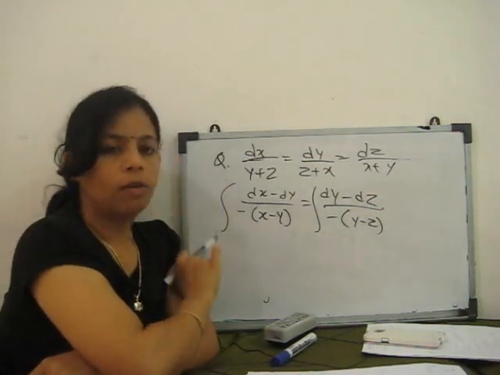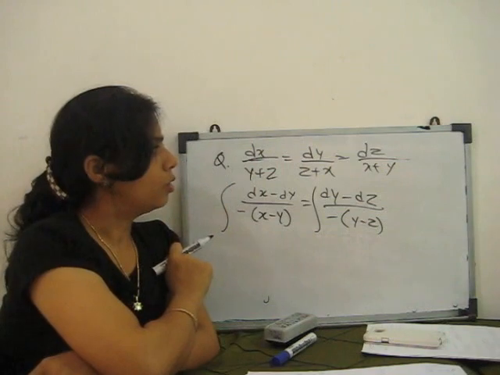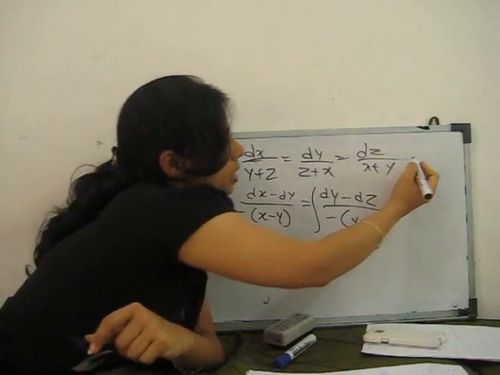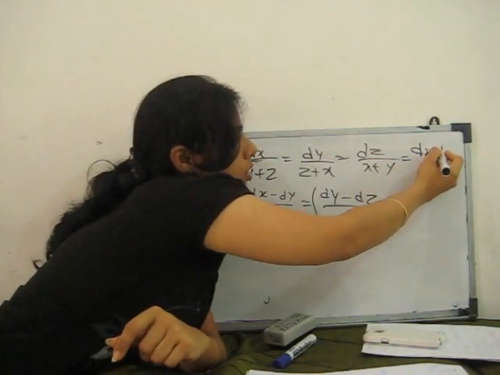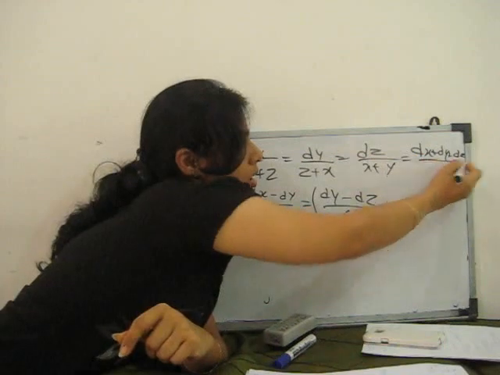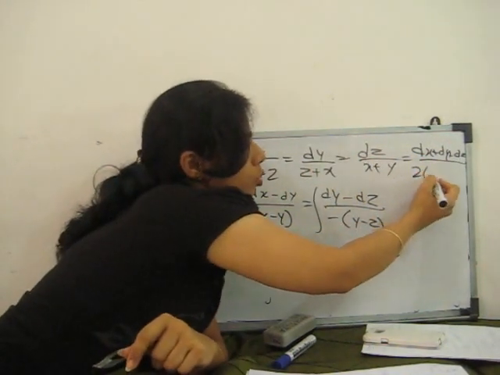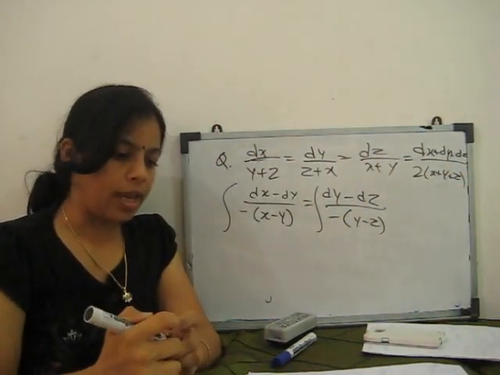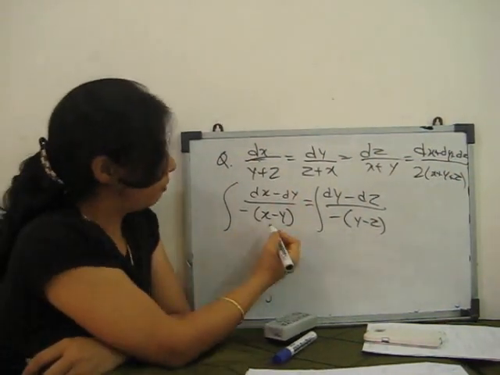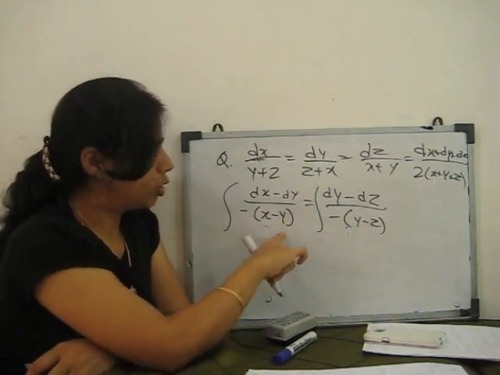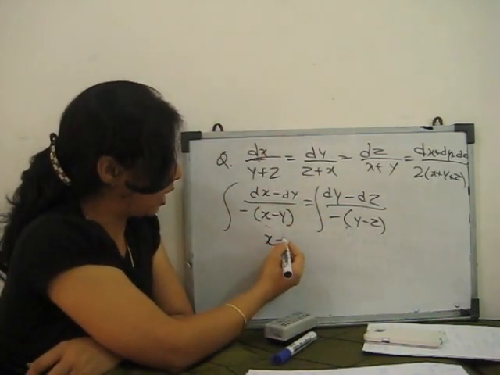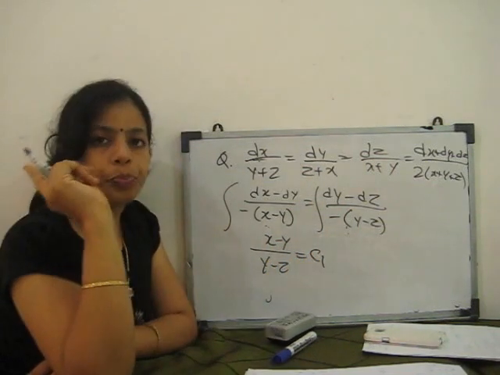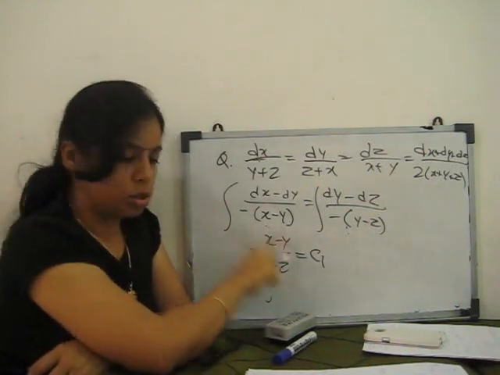One more we want. Then we see what we can do if we add all three terms: dx plus dy plus dz. That means one more multiplier and add. So this gives 2 of x plus y plus z. So with the first two we get one constant: x minus y upon y minus z is equal to c1. Clear? So this gives one constant.